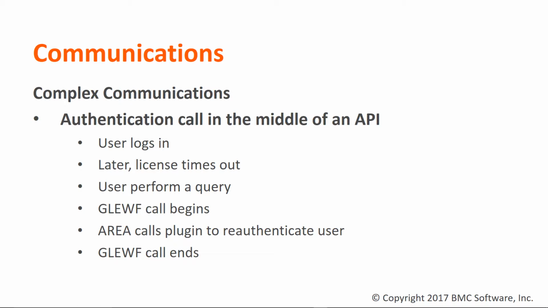So that API call begins, but ARServer recognizes that his license is already timed out, so it has to perform an authentication. And because this user uses ARIA to log in, ARServer will now, in the middle of the GLEWF call, make a plugin call to re-authenticate that user. Once he's re-authenticated, then the rest of the GLEWF occurs, and then it ends, and then the user gets his data back.